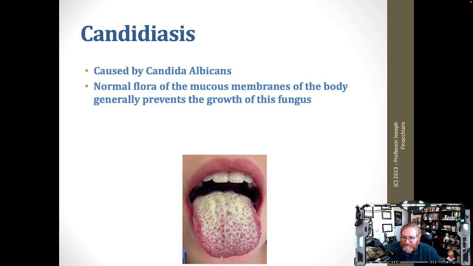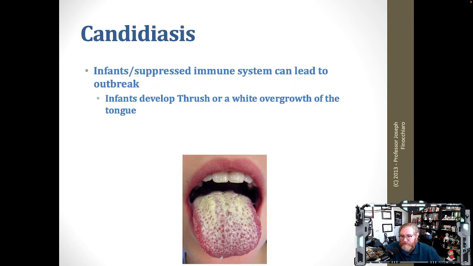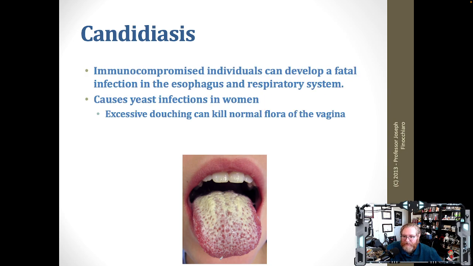Next up, we have candidiasis, caused by Candida albicans. Normal flora of the mucous membranes of the body generally prevent the growth of this fungus. Infants' suppressed immune system can lead to the outbreak. Infants will typically develop thrush, or a white overgrowth of the tongue. Immunocompromised individuals can develop a fatal infection in the esophagus and respiratory system.